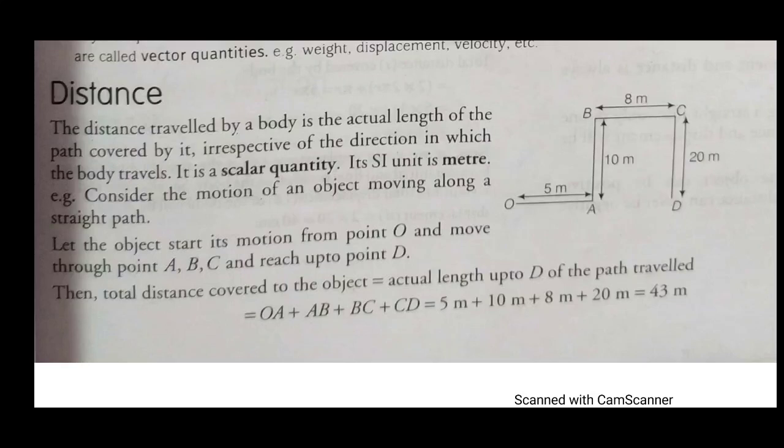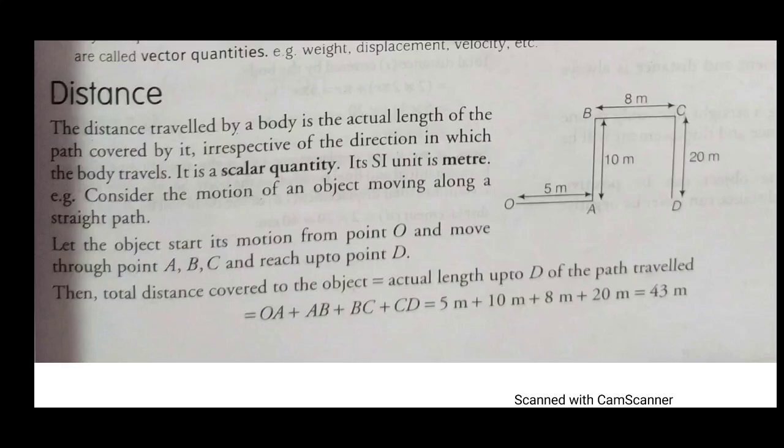Now if you will consider the distance traveled by this object, it will be the entire path it has traveled. So total distance traveled will be OA plus AB plus BC plus CD. That is 5 meter plus 8 meter plus 10 meter plus 20 meters. Okay, so the total distance covered by the object will be 43 meters.